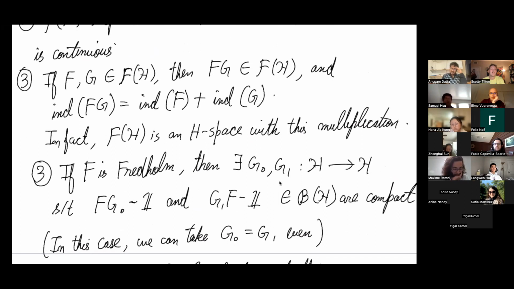Yeah, and the next property is that if you take two Fredholm operators and then you take their product, like the product in B(H), which is just composition, then the index of the product is nothing but the sum of their indices. And this in particular shows that the space of Fredholm operators is an H-space with this multiplication. Yeah, the multiplication is going to be continuous because you are in B(H).